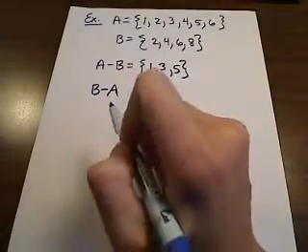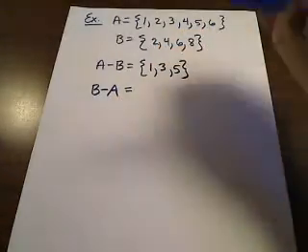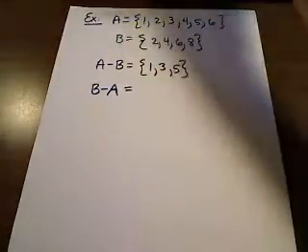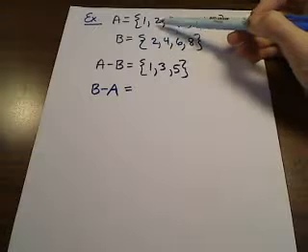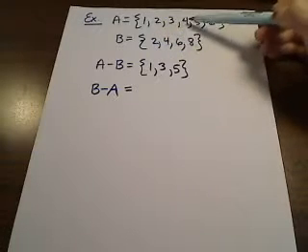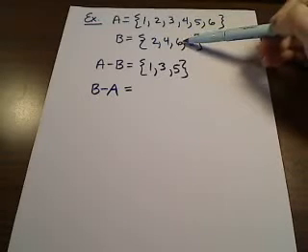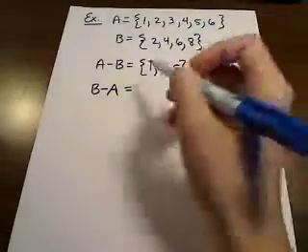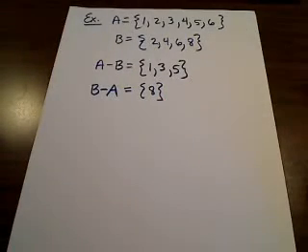Okay, so B minus A, what we're doing is we're doing this the other way around. So I'm taking a look at whatever's in B that exists in A, and I'm taking it away. Okay, so B has the element 2, so I would take that away. And B has the element 4, and B also has the element 6. So all of these elements, 2, 4, and 6, would be taken away, and B minus A would just be left with the element 8.